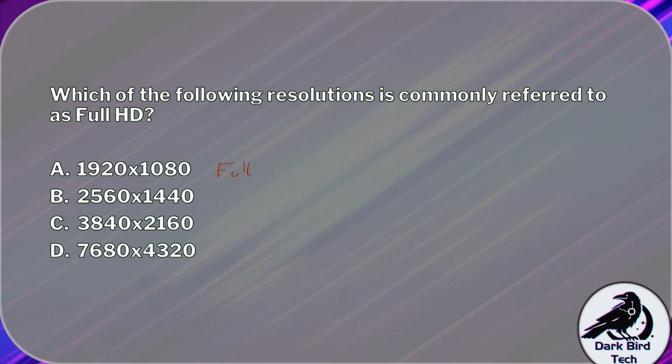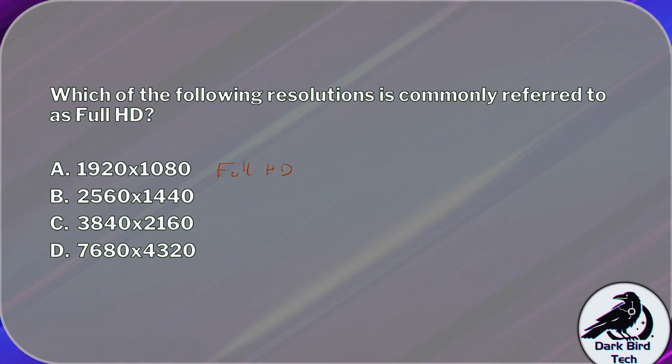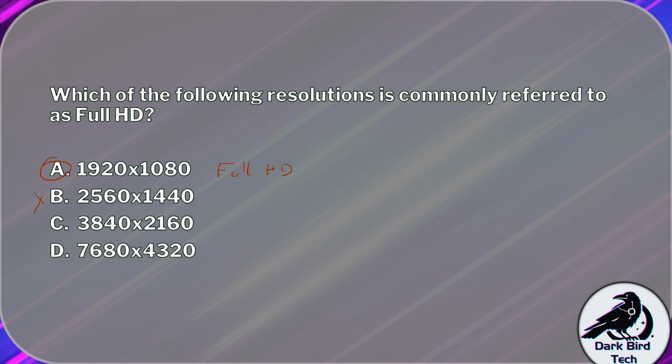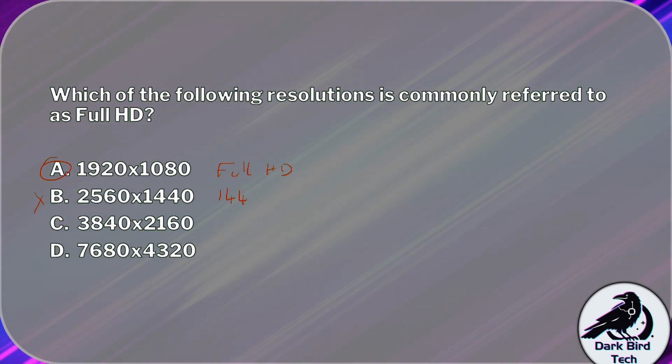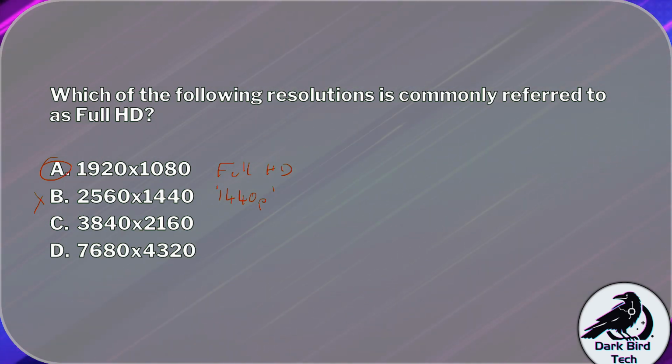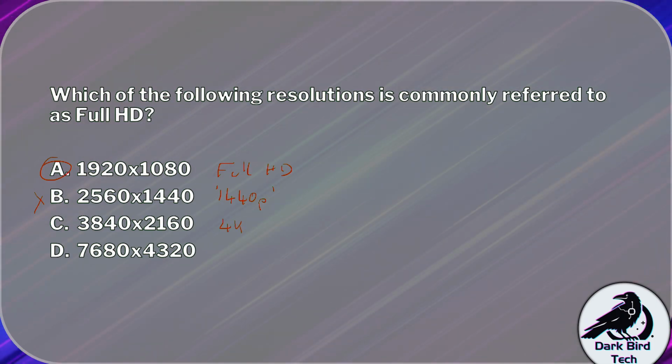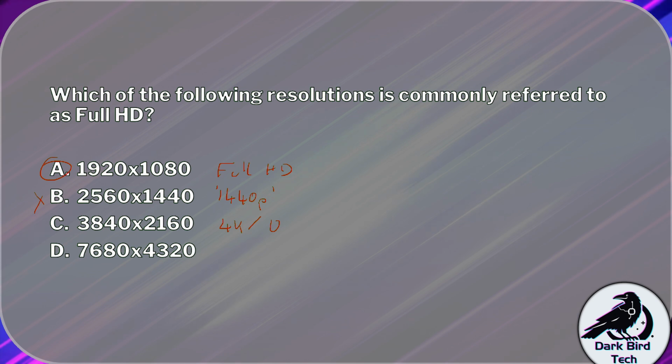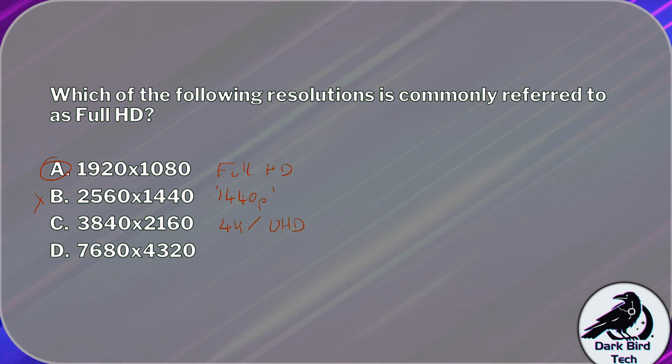So straight out the bat, yes, it is option A. Option A is known as Full HD, as well as other things like 1080p. The reason why it's not B is that it's known as 1440p, sort of an in-between kid between Full HD and 4K. Some people also know 4K as Ultra HD or UHD.